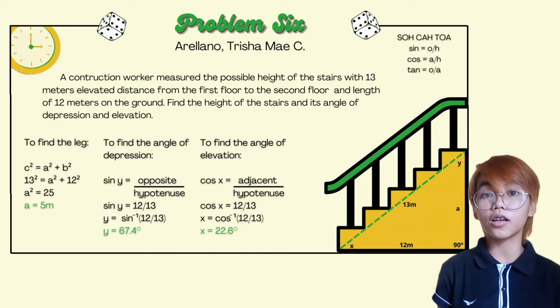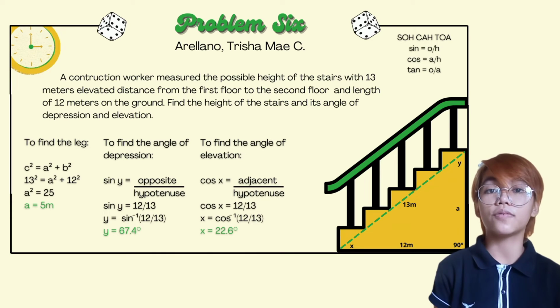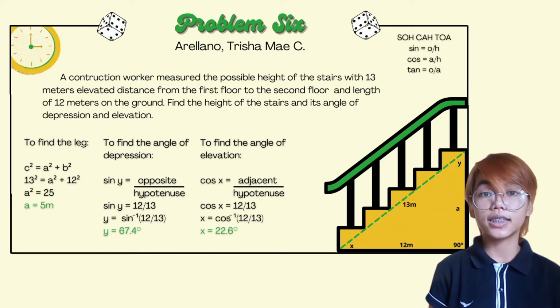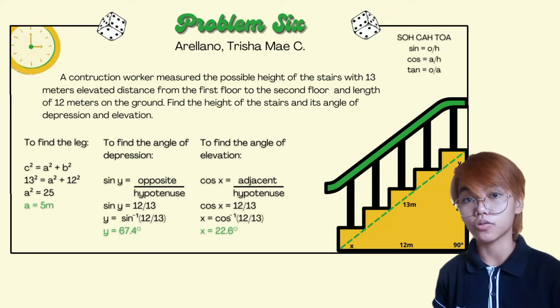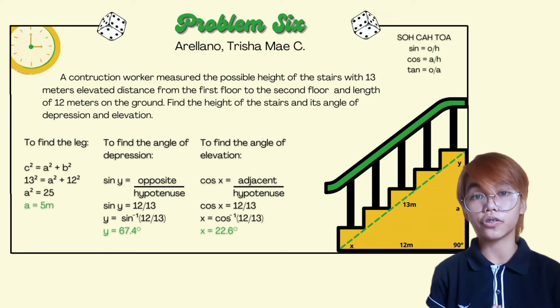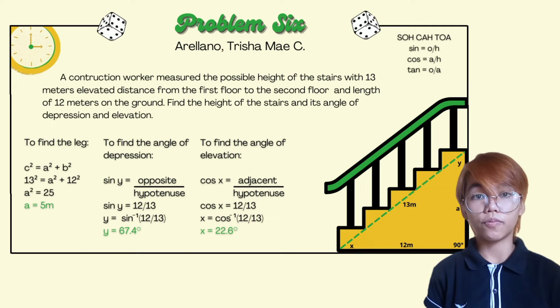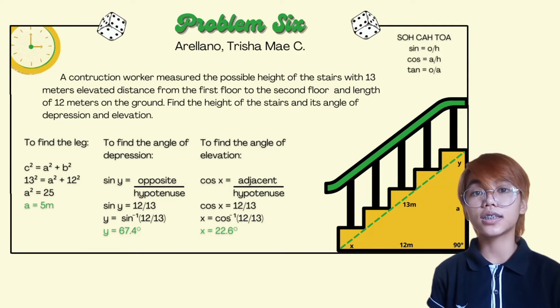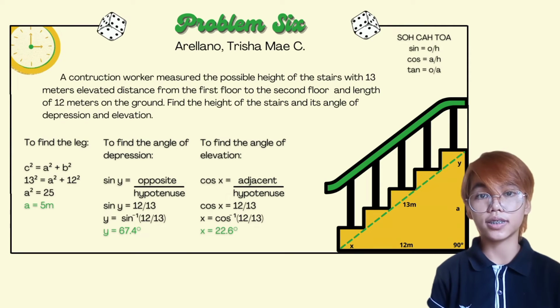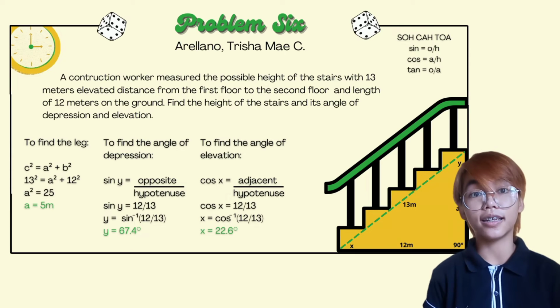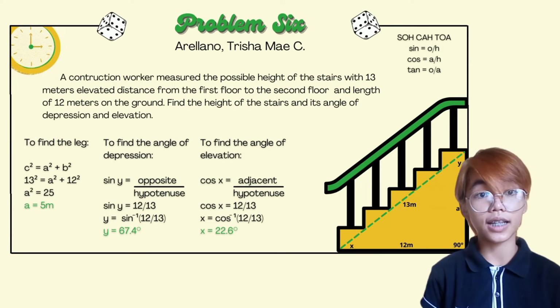Next is to find the angle of elevation. To find the angle of elevation, we have cosine x is equal to adjacent over hypotenuse. Let's substitute. We have 12 over 13. Same process, x is equal to cosine raised to negative 1 of 12 over 13. Then we have x is equal to 22.6 degrees. Let's move on to the last and final set of problems in level 3.